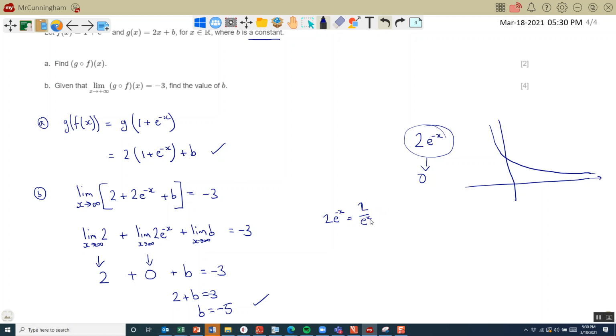Now as x gets larger and larger, what happens to the bottom number? Well, as x gets larger and larger, e to the x gets larger. But then when I do 2 divided by a really large number, 2 divided by infinity, it means the whole thing will go to 0. So that's another way you could think about it. Any questions, just let me know.